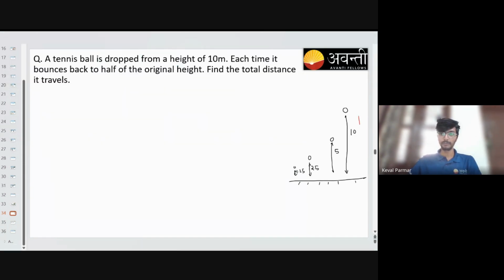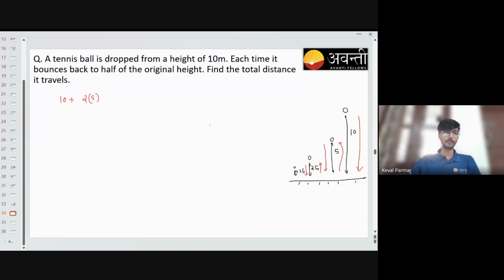Now, notice that when we drop the ball first, it travels 10 meters. Then after dropping, it bounces back 5 meters and again goes down 5 meters. So I'll write it as 2 times 5 meters. And the same thing happens here. Again it bounces back up 2.5 meters, and again it goes down 2.5 meters.